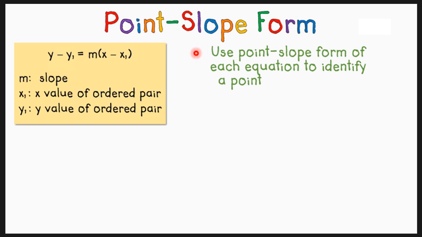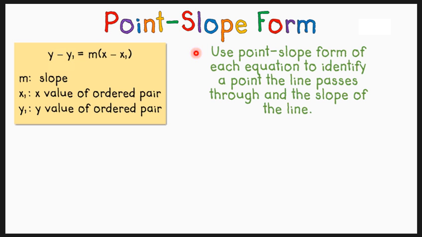So in these problems, we are using point-slope form of the equation to identify a point the line passes through and the slope of the line. So given the equation y minus 9 equals negative 2/3, and in parentheses x minus 7, we want to identify a point on the line and the slope of the line.